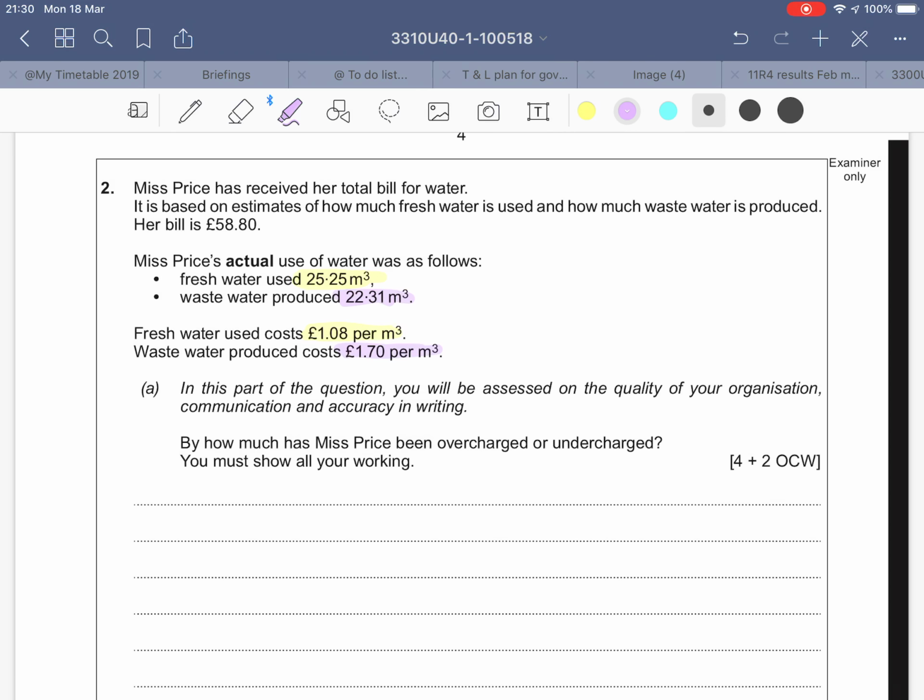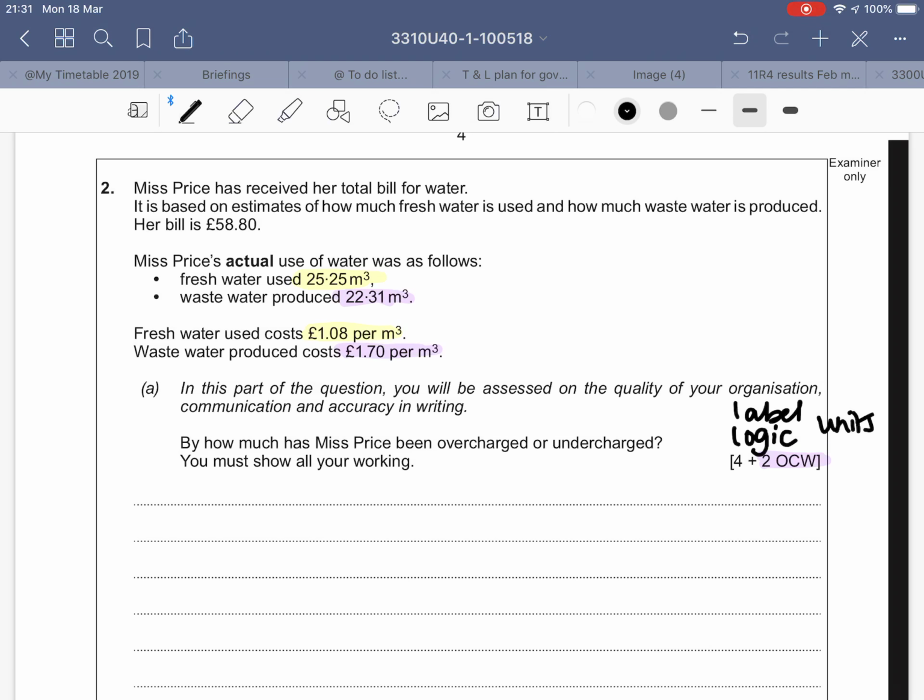In this part of the question, you'll be assessed on your OCW, organisation, communication and writing. So making sure that for every calculation that you do, it has a label, making sure that there's logic to the order that you do the calculations, and making sure that you remember to include units, be it pounds, be it pence, for every calculation that you do.